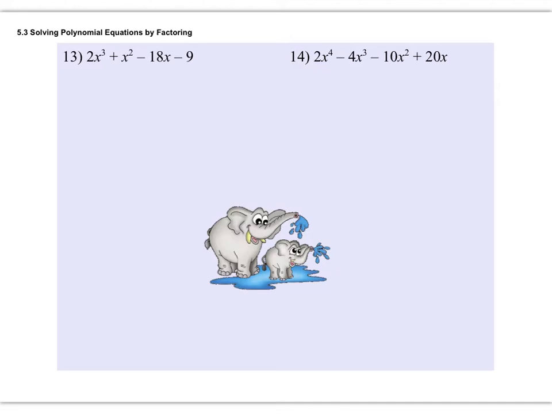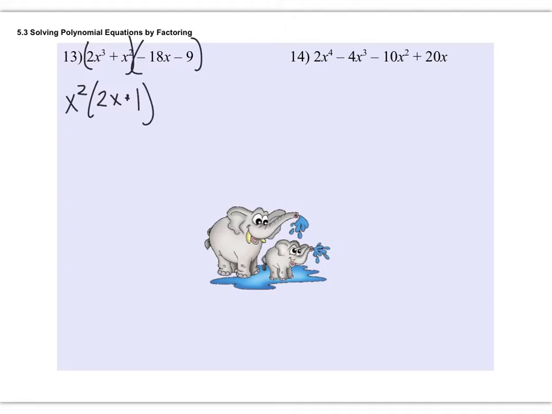So first problem, notice again on number 13 here, we have 4 terms. So for grouping, we are going to group the first 2 together and the last 2 together. We will take out a GCF. So from the first set, I can take out an x squared. That will leave us with 2x plus 1.